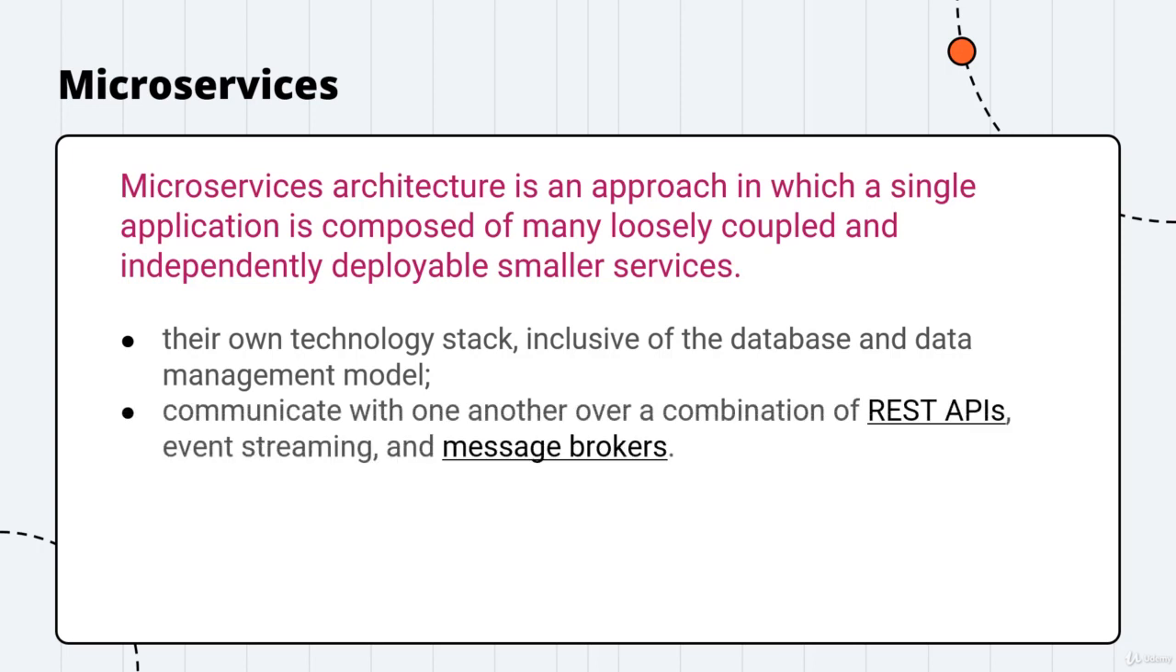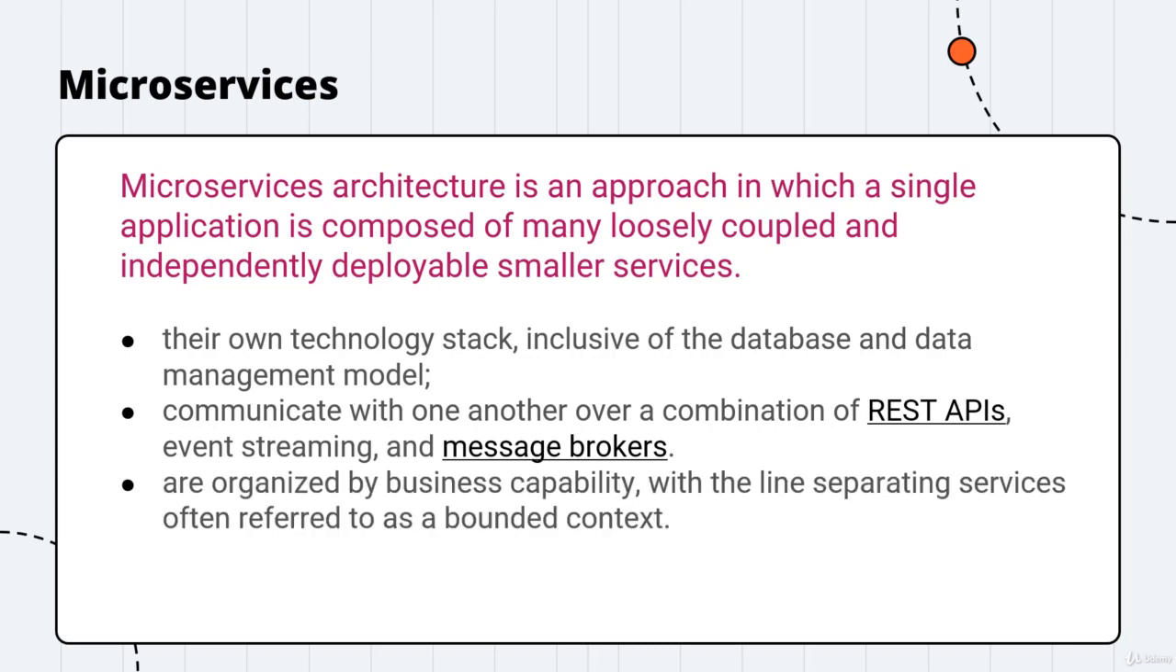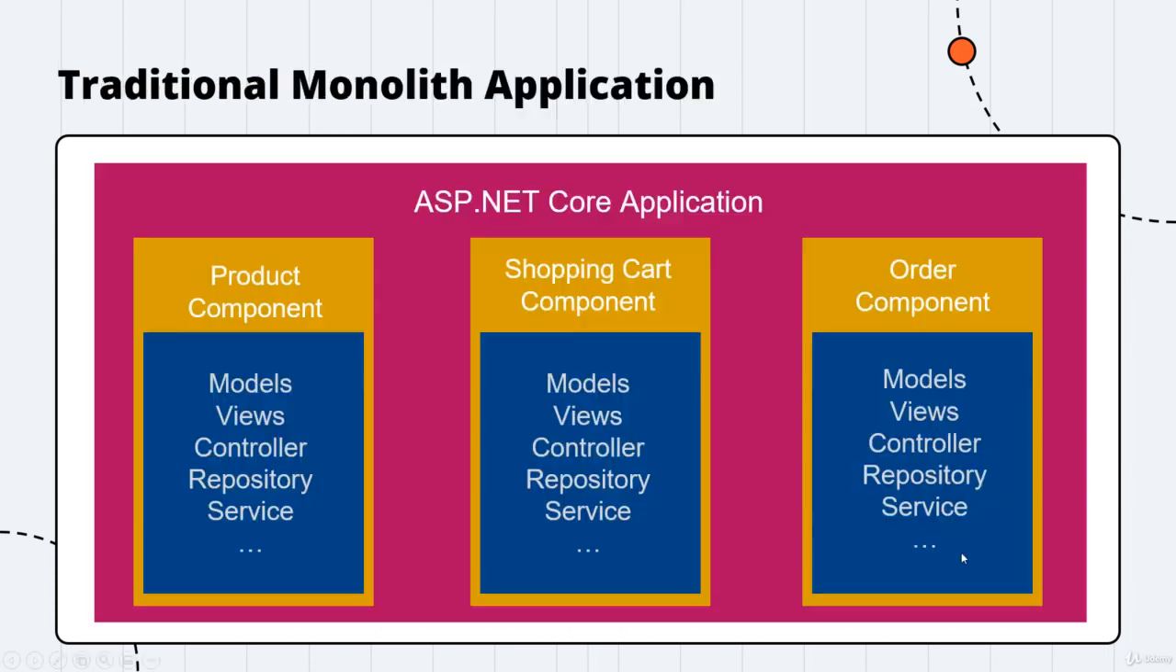Then microservices communicate with each other over a combination of REST APIs, event streaming, and message brokers. Since they communicate with APIs and message brokers, that's why they can implement their own technology stack. And microservices are organized by the business capability, with the line separating services often referred to as bounded context. So business requirements will divide all of the microservices, and each service is responsible for its own functionality and the smaller scope. Let's take a look at this with a better example.